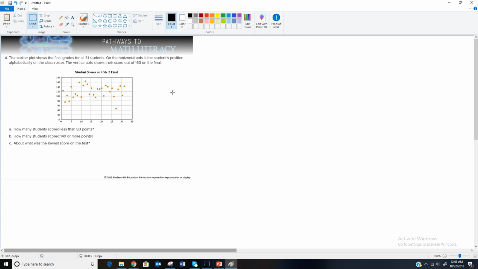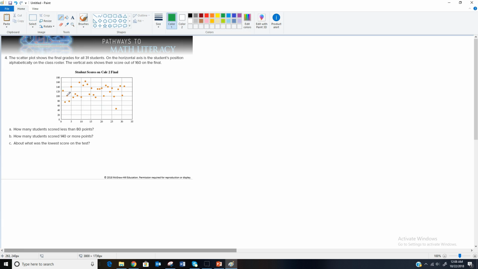So now we're looking at a scatter plot of these same grades, and it says first how many students scored less than 80 points. So let's look at this a little bit. This is the student scores on the Calc 2 final. The points would be here, and then let's see, it says on the horizontal axis is the student's position alphabetically on the class roster. So this is just whether they're student 1, 2, 3.